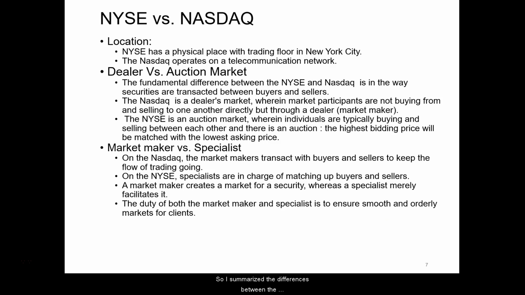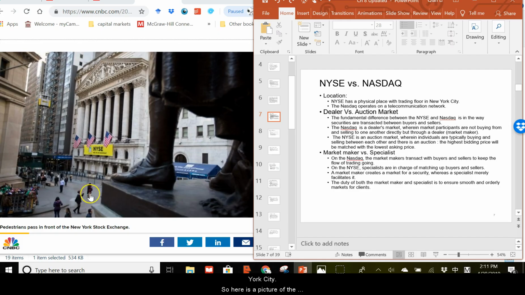So I summarize the differences between the NYSE and the NASDAQ from the following perspectives. First of all, in terms of location, NYSE has a physical place with trading floors in New York City. So here's a picture of the NYSE building. It's located in New York City, of course, and you can imagine a lot of transactions are happening inside of this building.